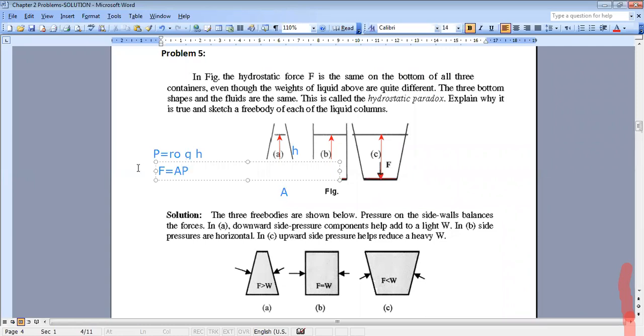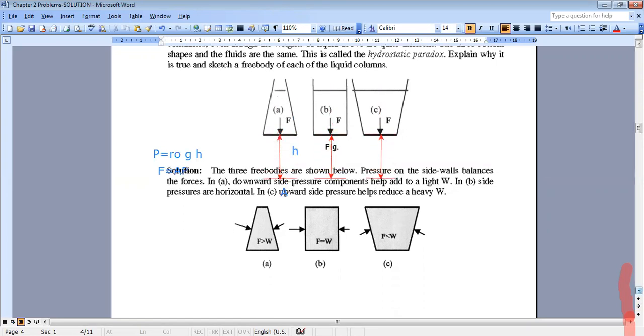Now, what seems weird is that the weights of the fluids are different. So how will the force be the same? To understand this, we will do a small free body diagram for each container, and we will see why the force F is different than the weight. So let us start with the first container A. In order to find the relation between F and W, we will take as a system the fluid inside the container. If my system is the fluid inside the container, then I will draw the forces acting on it from all sides.